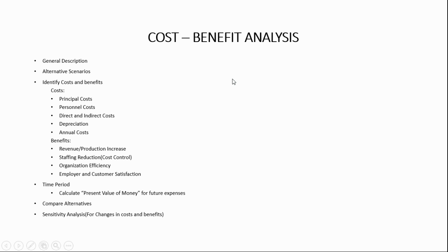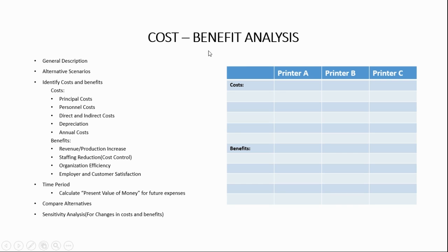Now we are having a printing company, and in our company we are going to buy a new printer. So for that we are doing this cost benefit analysis. So the general description will be finding out the cost benefit analysis on buying a new printing unit. So we have 3 alternate scenarios. So first, we are going to see what are the possible cost and what are the possible benefit factors.